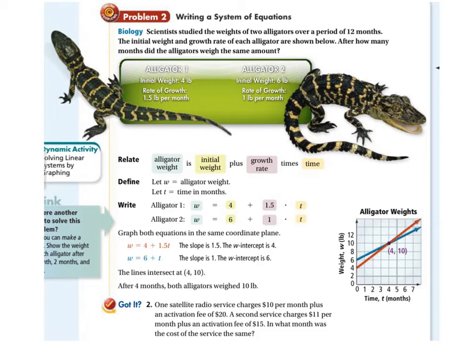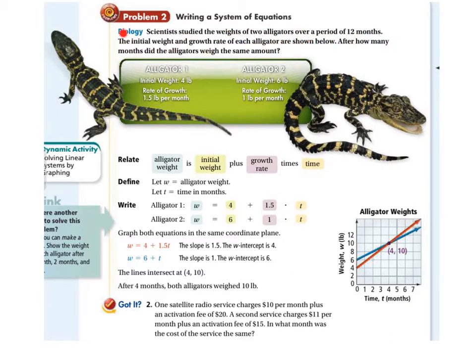You guessed it, we get to do story problems too. I know you're excited. So here we're going to write a system of equations for this. Biology, not my favorite class. Scientists studied the weights of 2 alligators over a period of 12 months. The initial weight and growth rate of each alligator are shown below. After how many months did the alligators weigh the same amount?